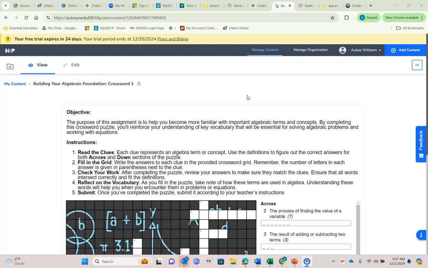So, it's basically your typical crossword puzzle. Here are the instructions. Students are going to read the clues, and each clue represents an algebra concept or term, and the clues that are given are definitions. Once they understand what the definition is, they'll fill in the respective word in the grid. Students can check their work after completing the puzzle, make sure that they understand the answers, and then they can reflect on the vocabulary and what these definitions and words mean. So as they move forward into algebra, they'll have a good solid foundation as they move forward in learning this particular subject area.